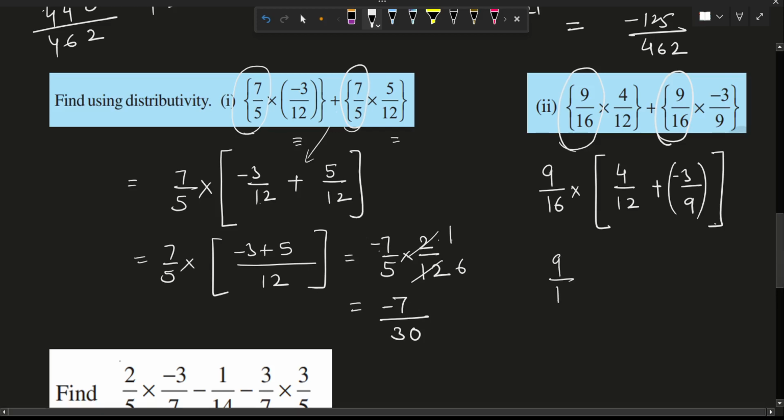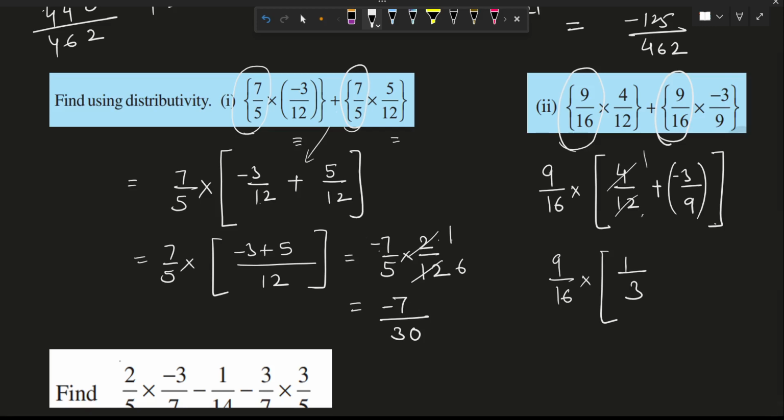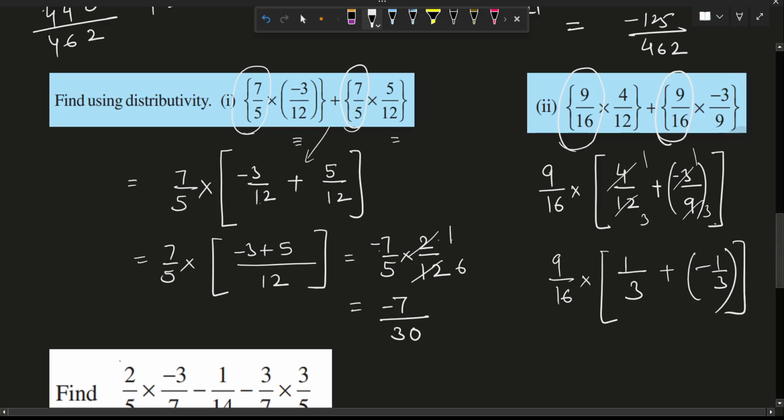Can I convert them into lowest forms? What is 4 by 12? That's 1 by 3 because you can cancel 4. 4 ones are 4, 4 threes are 12. Same way here, 3 ones are 3, 3 threes are 9. So that is plus minus 1 by 3. Clear? Both are 1 by 3 only.